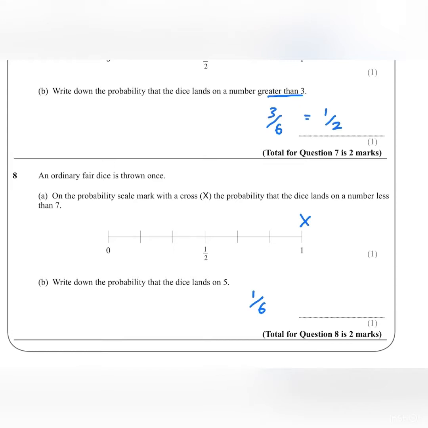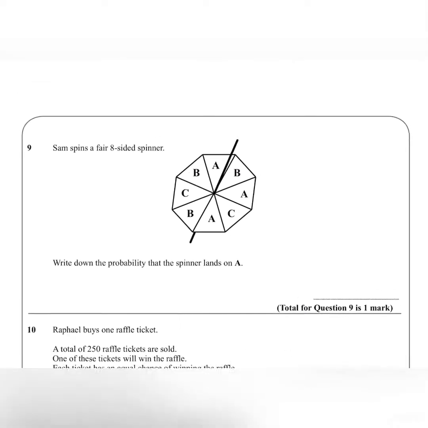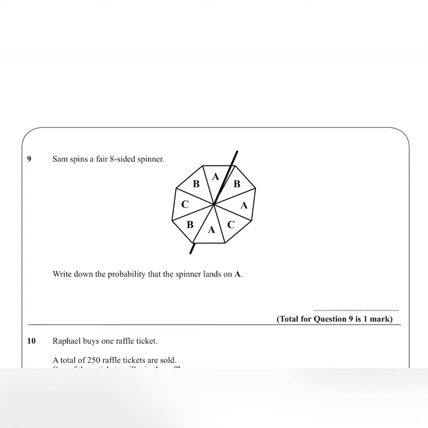Okay, so this is the answer. Every single number on the dice is less than 7. And part B, write down the probability the dice lands on a 5 is 1/6. Okay, so again, one more on this kind of question. It says, Sam spins a fair 8-sided spinner. Write down the probability that the spinner lands on A. Well, there are 3 A's on this spinner out of 8, so the probability would be 3/8.